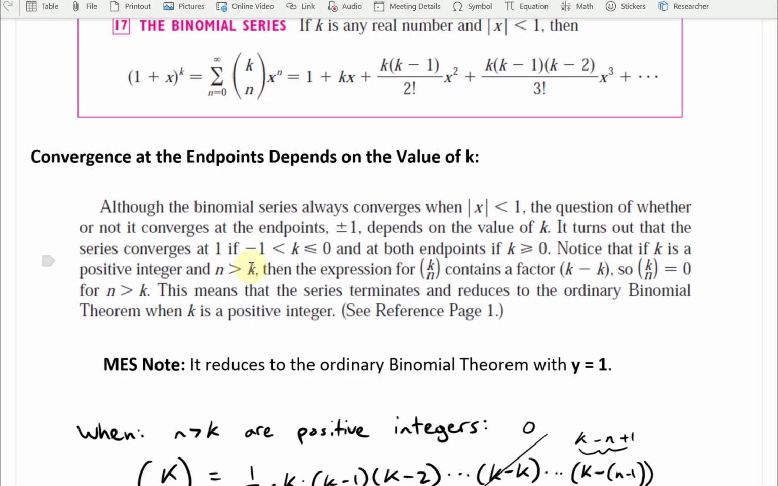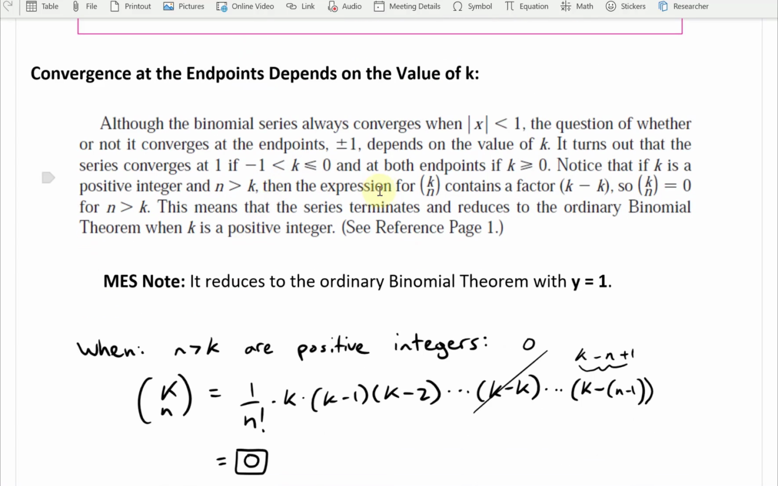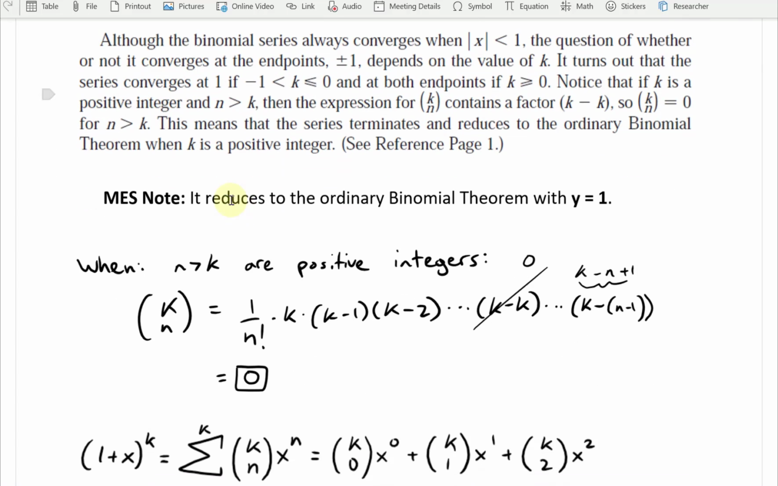Notice that if k is a positive integer and n is greater than k, then the expression k choose n contains a factor k minus k. So k choose n equals 0 for n greater than k. This means that the series terminates and reduces to the ordinary binomial theorem when k is a positive integer, with y equals 1. Remember, (x plus y) to the power of n was the binomial theorem.